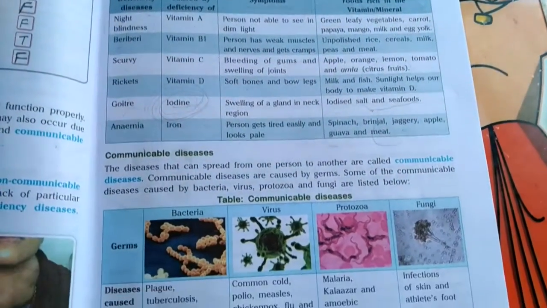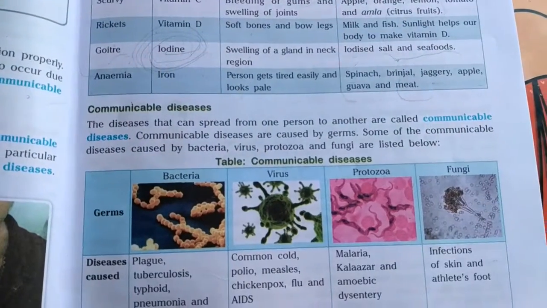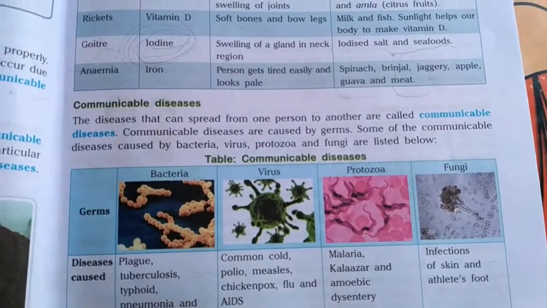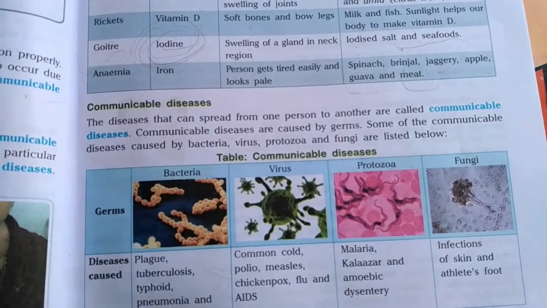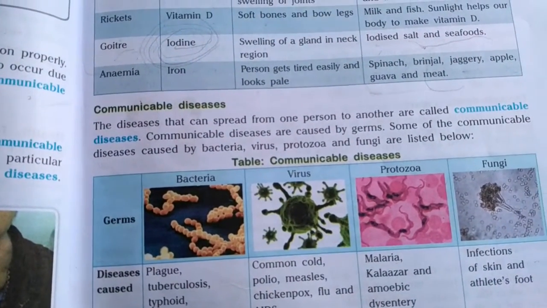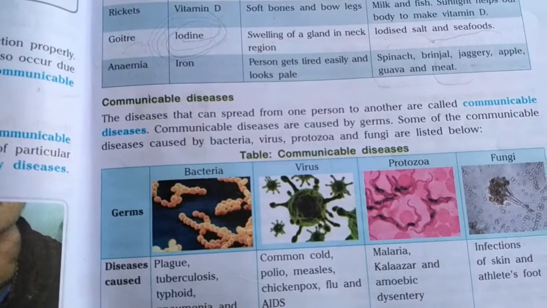Now moving on to the third part of this chapter, that is about communicable diseases, which I am going to tell you about today. The diseases that can spread from one person to another are called communicable diseases. As we can communicate with each other, from that only the sense we can derive.